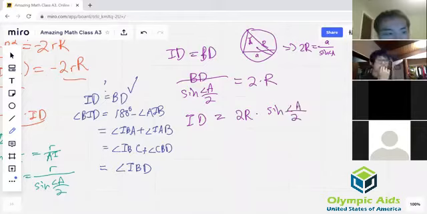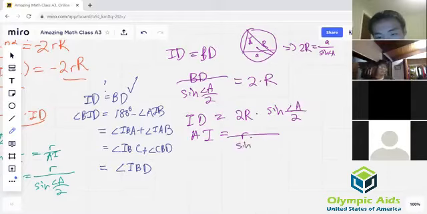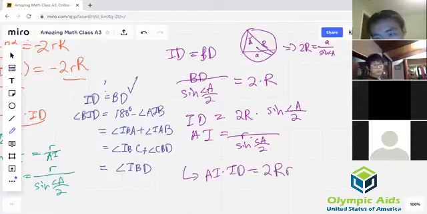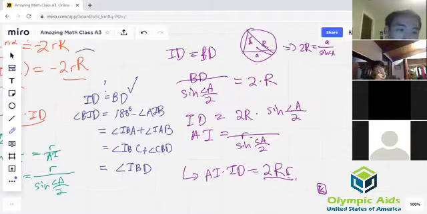Remember that we had that AI is equal to little r over sine of angle A over 2, which tells us AI times ID equals 2 big R little r, which is exactly what we want as desired. So this is indeed equal to this power right here, which is what we were trying to prove.